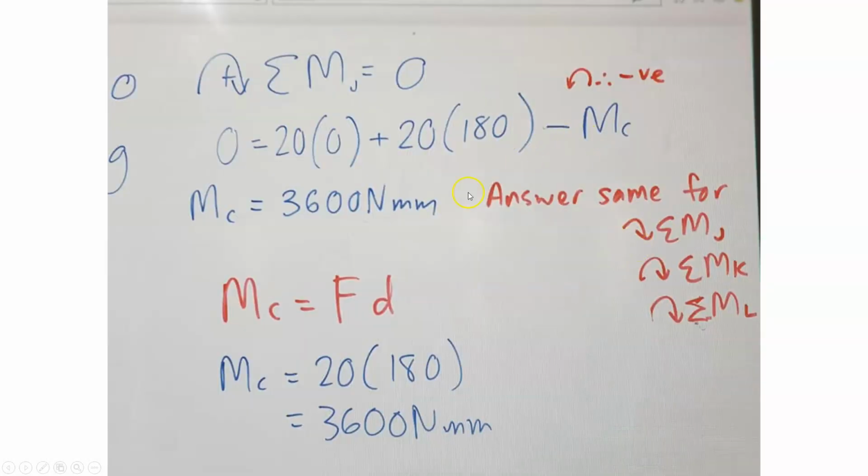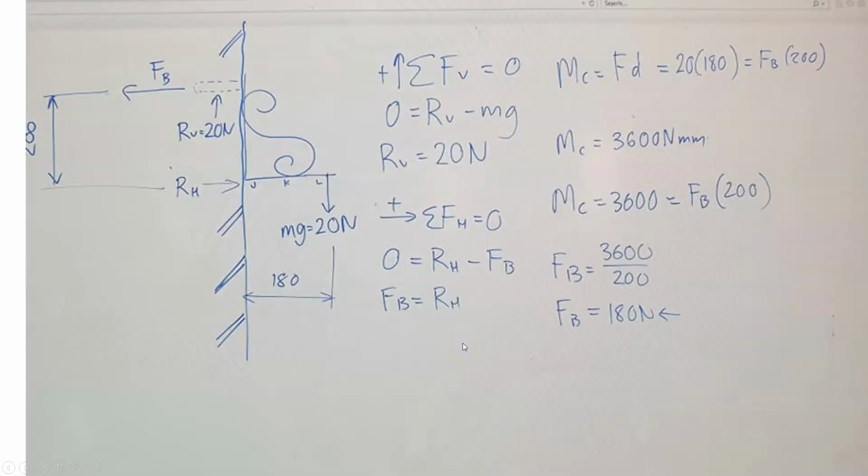Once we know this, we can just say our moment couple equals force times distance. What we know here is that our force is 20 and the distance between the two forces is 180, so what we proved above is 3,600. Now, in order to balance the vertical force couple, we're going to have a horizontal force couple that needs to be balanced out. The two force couples have to both equal 3,600.